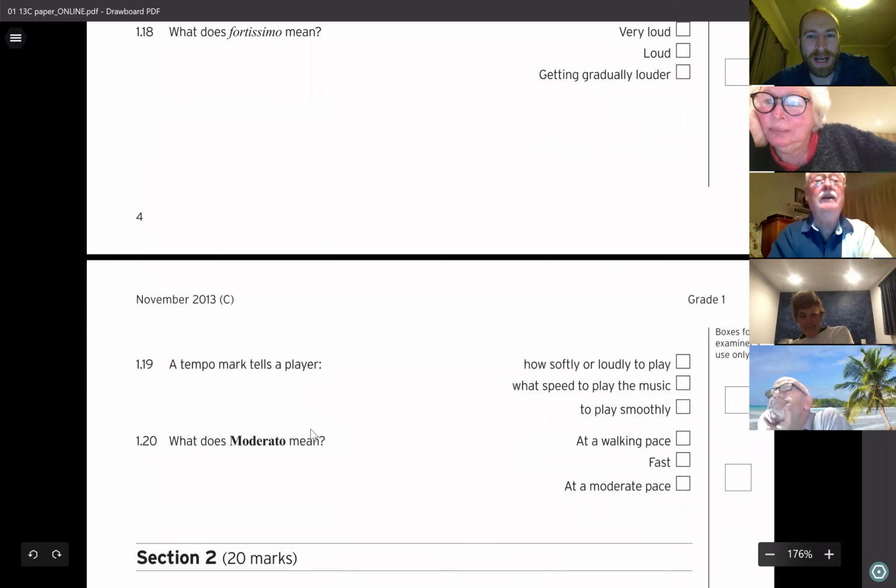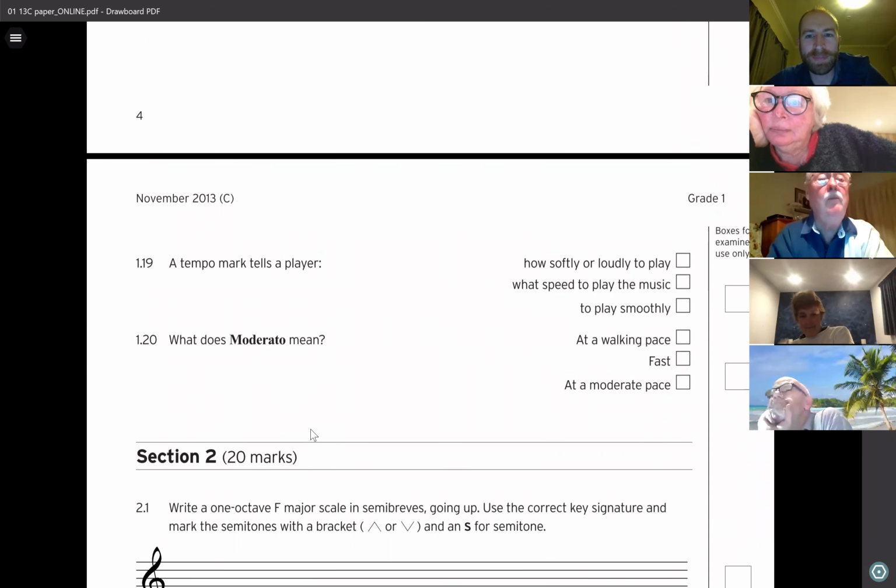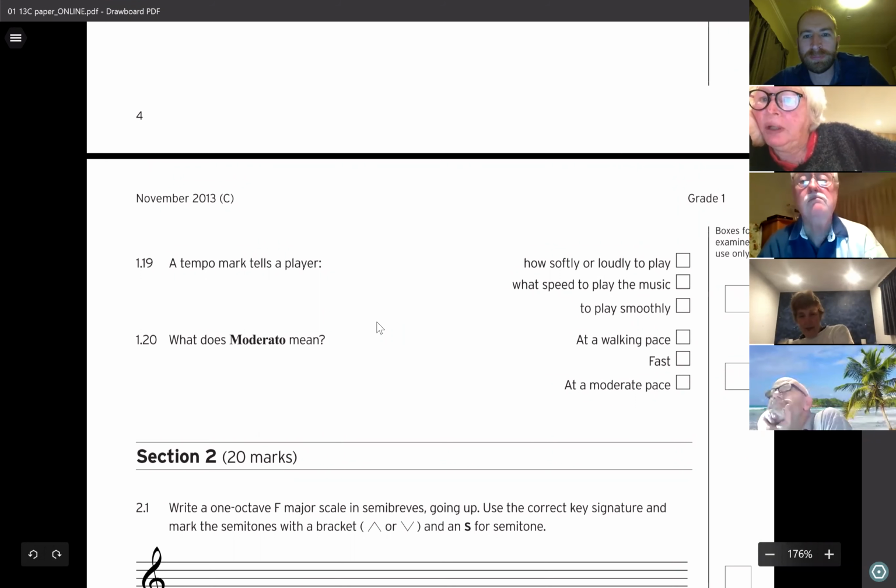A tempo mark tells a player how softly or loudly to play, what speed to play, or to play smoothly. What speed to play. That is correct. Tempo is about speed.